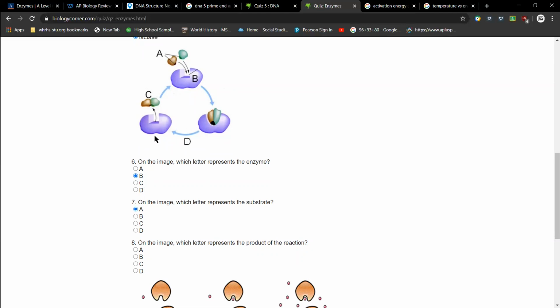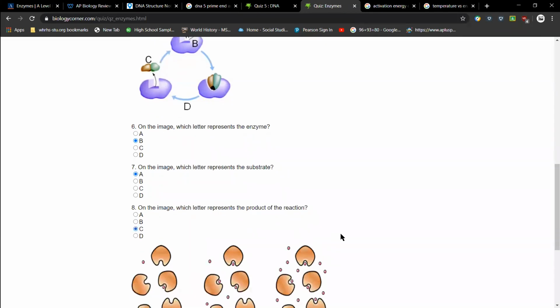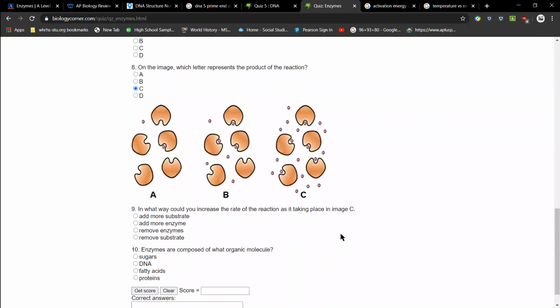Now, which is the product of this reaction? Again, A, B, C, or D? Again, everybody got it, so good job. So the answer was C. And the reason for this is because the products is what comes out of the enzyme or what comes out of the reaction. So here, in what way could you increase the rate of reaction as in the image of C?